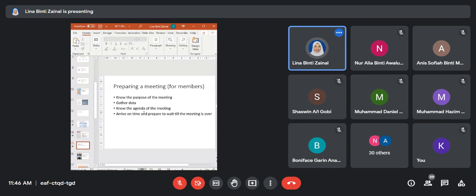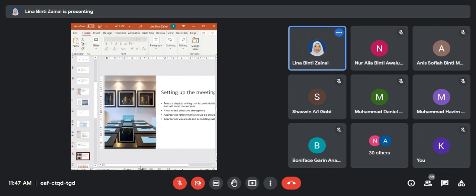As for the members, once you get the notice, you need to read the notice and understand the purpose of the meeting, and find information if it is needed. Sometimes the notice mentions, okay, kita akan discuss pasal ni, and everyone needs to share their thought or suggestion. In that sense, you have to go and find out what are the things that you can suggest, what are the things that you can provide or give as input during the meeting.